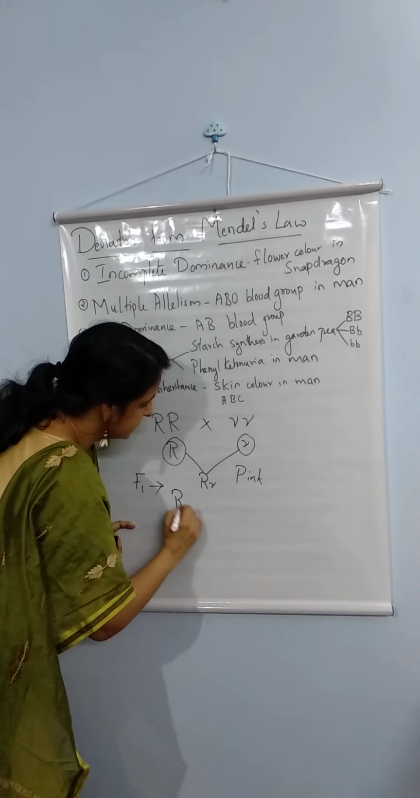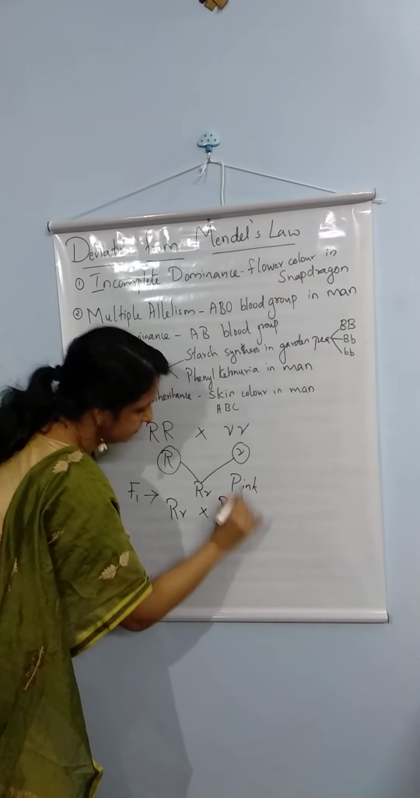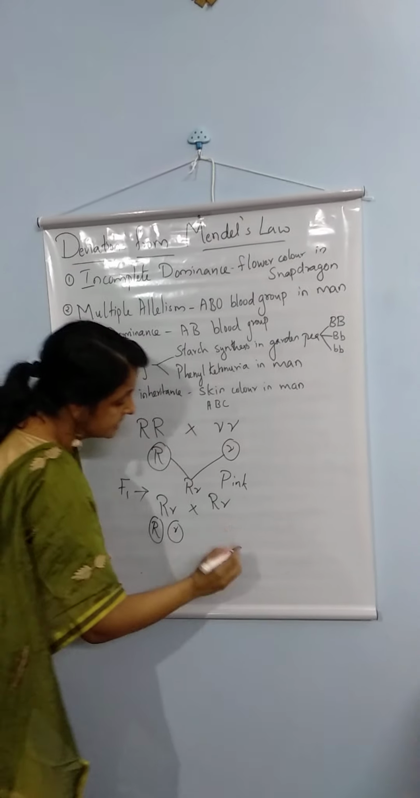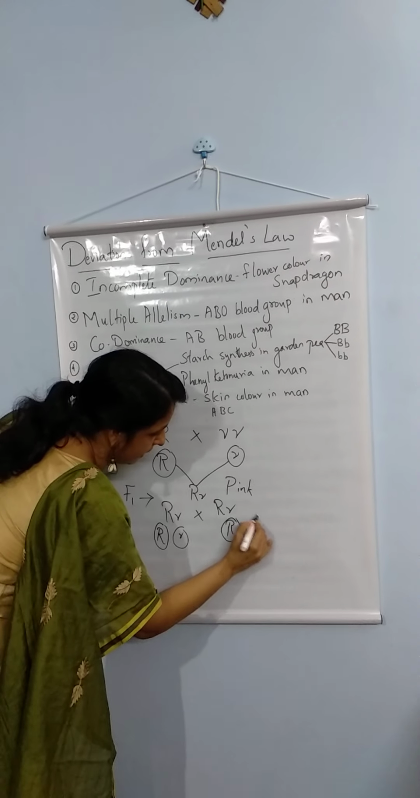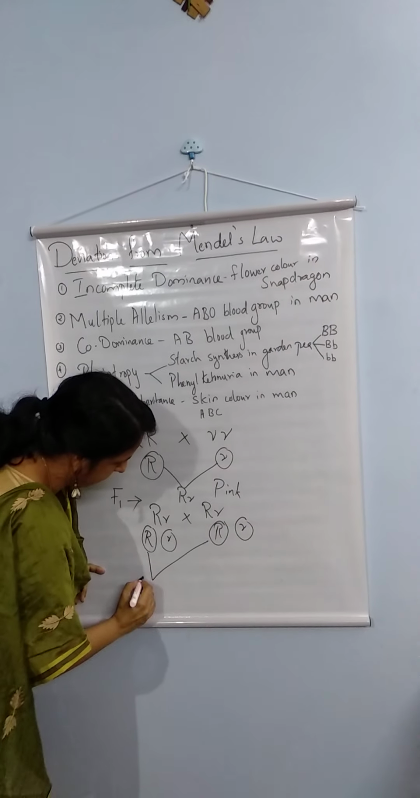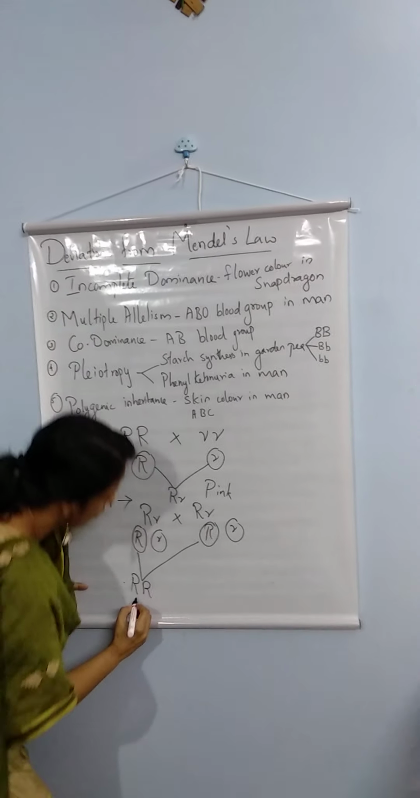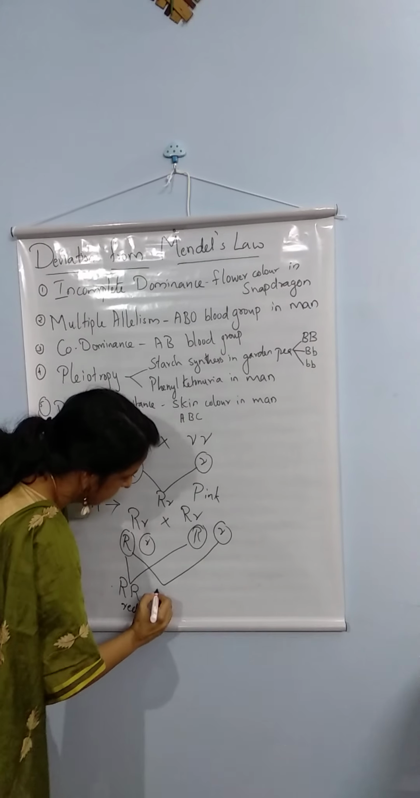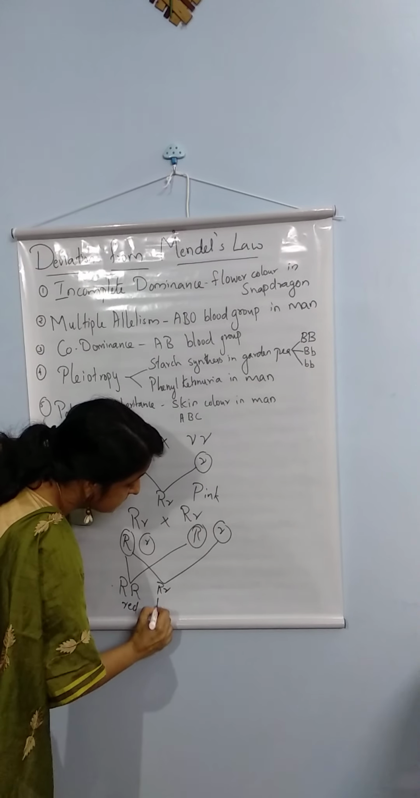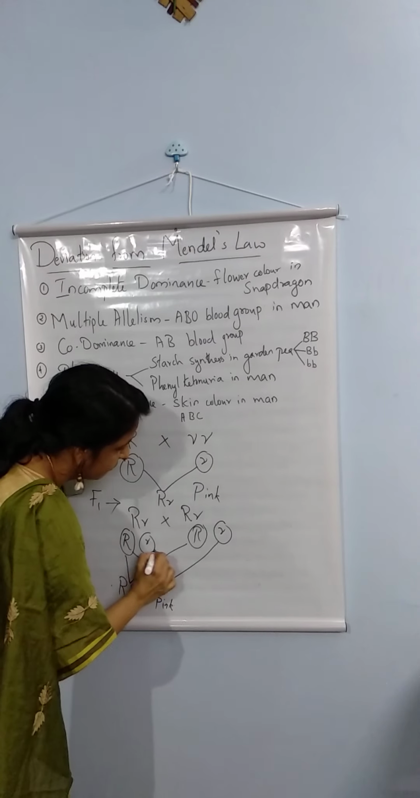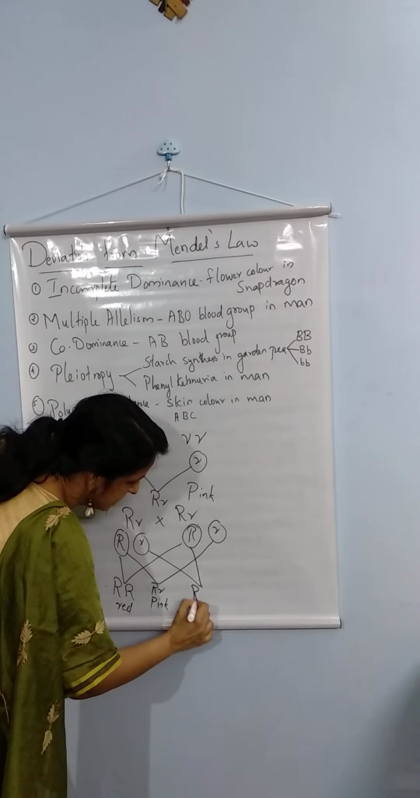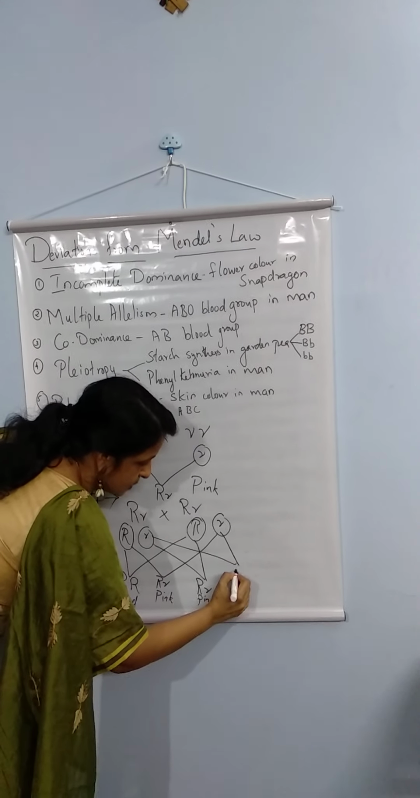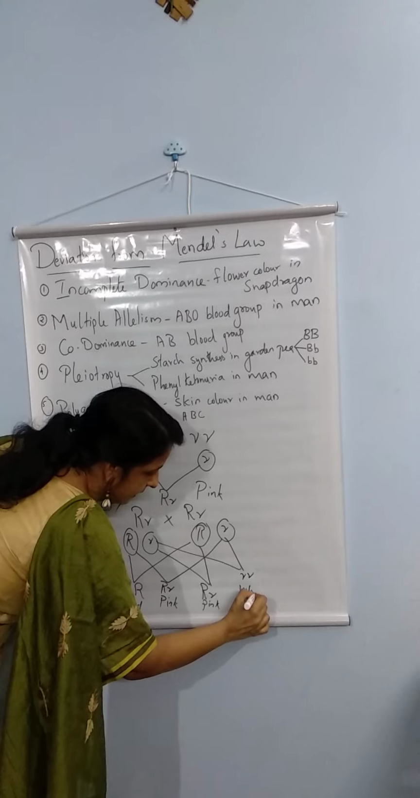Now this F1 is self-pollinating. Two types of gametes are formed: 50% capital R, 50% small r. Here also the same way. Now if these two fuse, what will happen? Capital R capital R, which is red in color. If this fuses with this one, capital R small r, this is pink in color. If this and this fuse, capital R small r, again it is pink in color. And if these two fuse, small r small r, it becomes white in color.